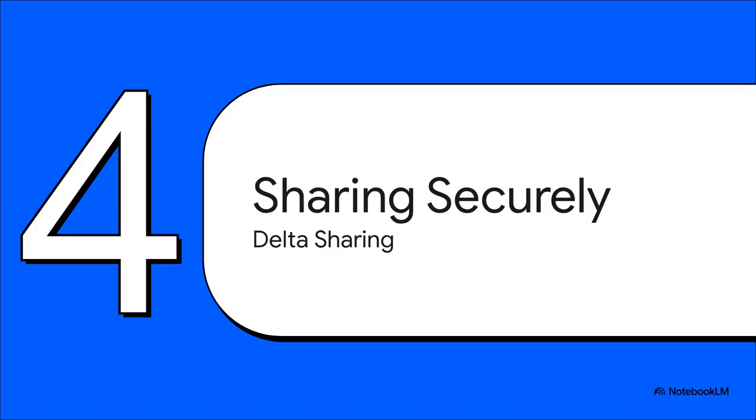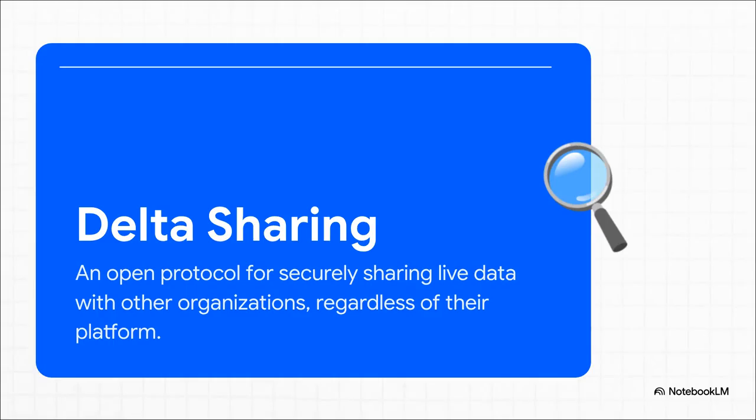The answer is to open the doors, but you have to do it the right way. And the modern tool for that in the Lakehouse is something called Delta sharing. Now, Delta sharing is an open protocol, and that is a huge deal. It's designed specifically for sharing live data directly from your Lakehouse with any other organization. And here's the most important part. It works regardless of what platform they use. They do not have to be a Databricks customer to receive your data.